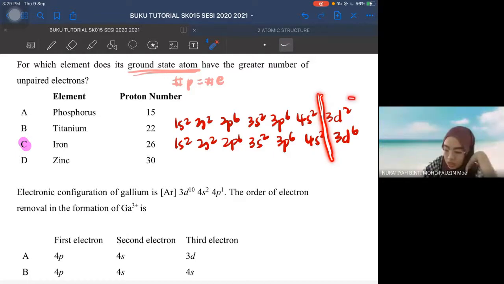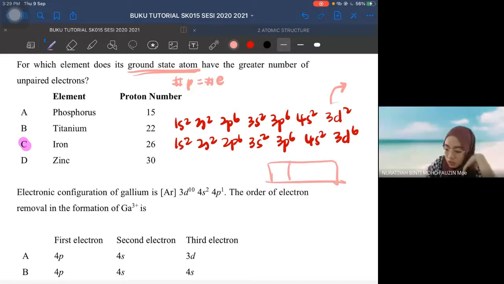Dekat 3d ni, kat sini ada berapa unpaired electrons? Kotak dia ada 5 kan? 1, 2, 3, 4, 5. Okay, 3d2 maksudnya elektron dia 1, 2. So ada 2 unpaired electrons for titanium.